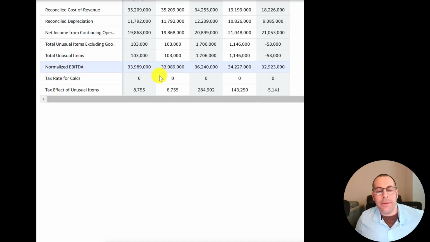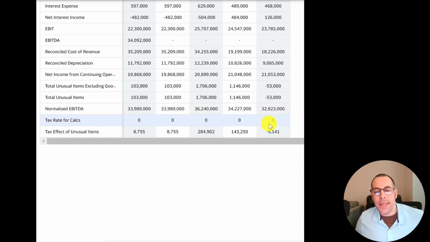The company saved $8.8 million of taxes. Because this $103 million in other income and expenses, that reduced their net income and saved them in taxes. In 2018, they had to pay an additional $5 million of taxes due to other income and expenses.